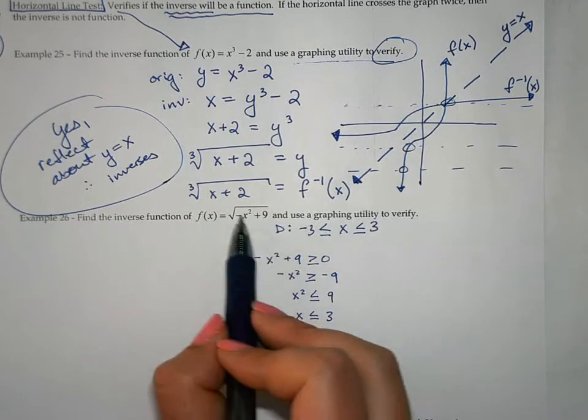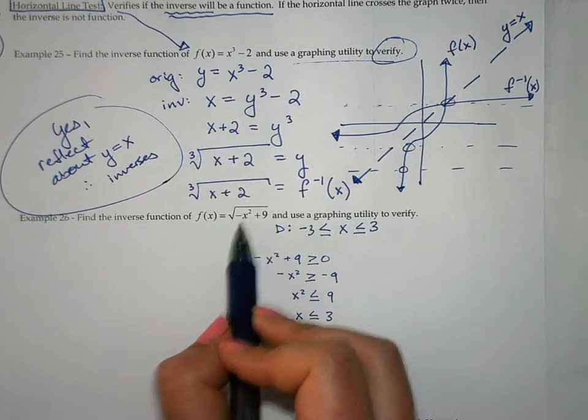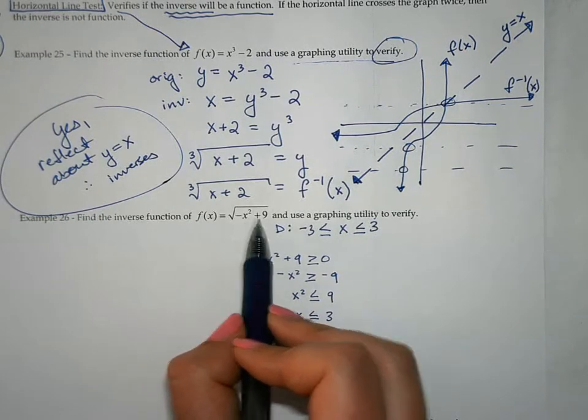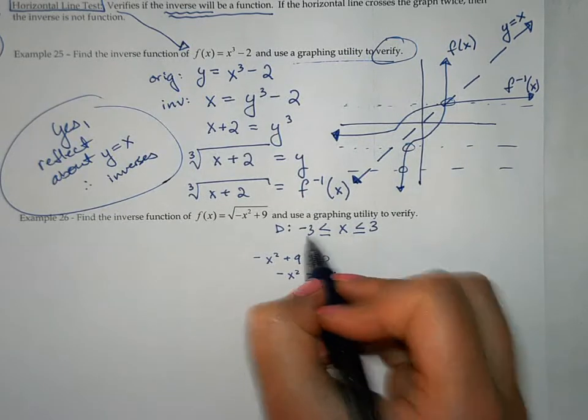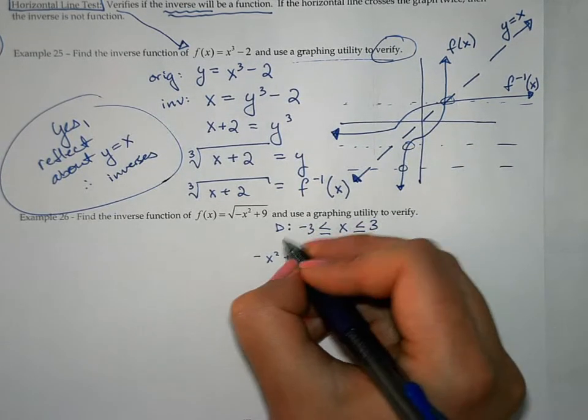So negative 9 plus 9 again. If I put in a negative 4, that'd be positive 16. Negative 16 plus 9 doesn't work. So I'm restricted. My domain has to be between negative 3 and positive 3.